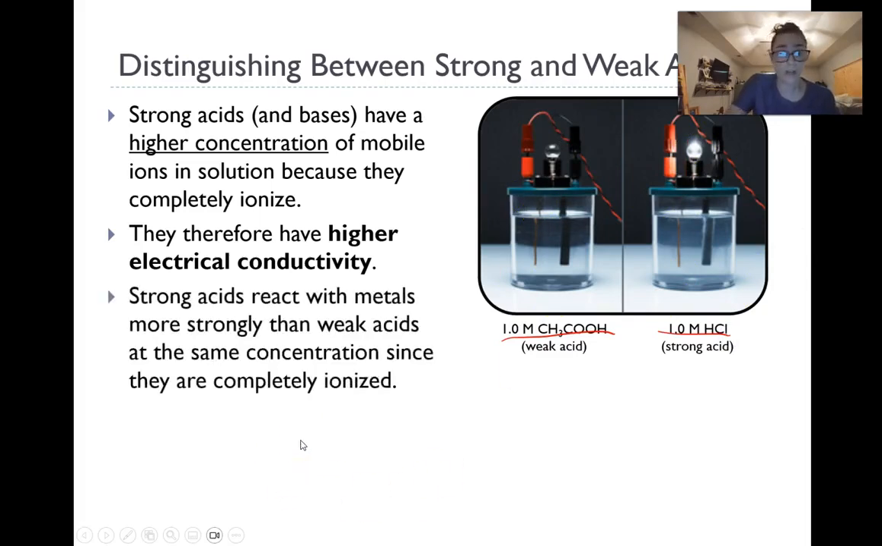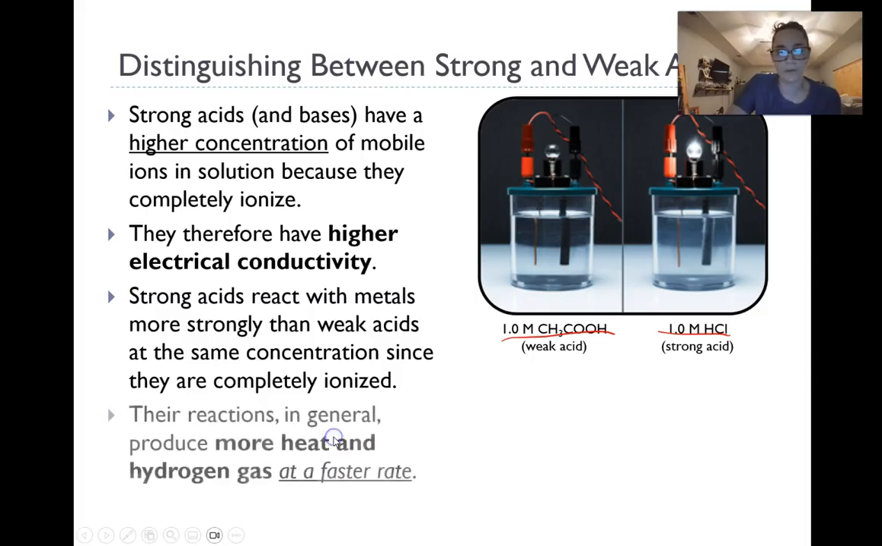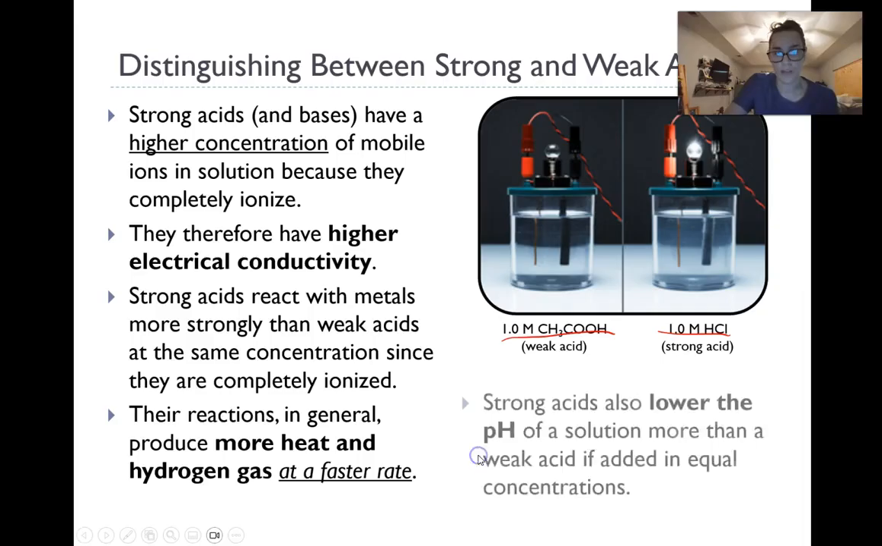Also, strong acids react with metals more strongly than weak acids at the same concentration since they're completely ionized. Acids and metals like to make hydrogen gas. So a lot more hydrogen gas is going to be released when you mix it with a strong acid as opposed to a weak acid. Therefore, strong acids produce more heat and produce more hydrogen gas at a faster rate compared to weak acids.